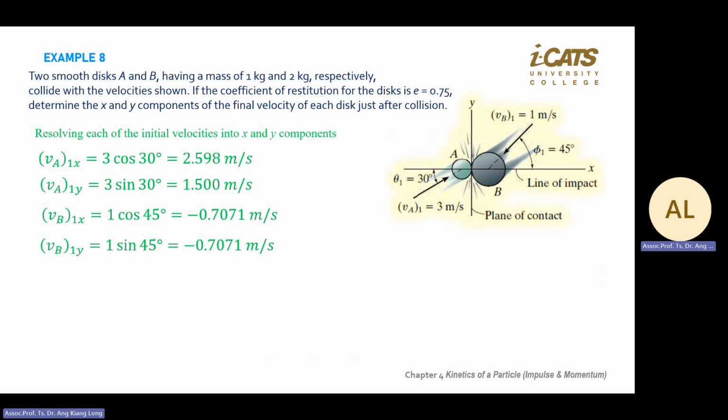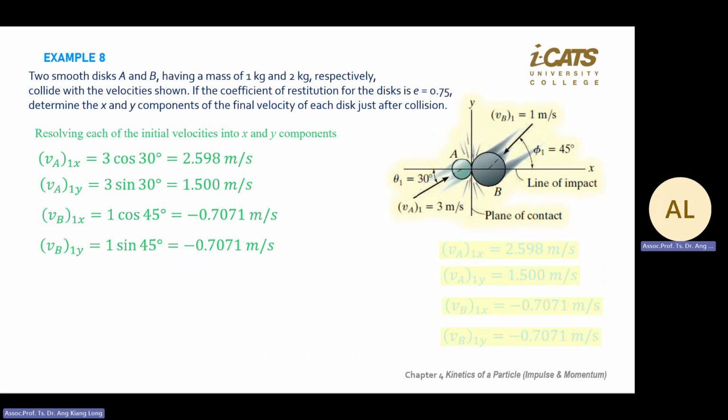So if you get negative, then you should put in negative. You should know why it is negative. For example, VB1x, this one. Your x is going to the left. That's why negative. Your y is also going down. Your y going up is positive. That's why the value is negative. So from here, you should already establish whether it's a positive value or negative value, your x and y vector for velocity.